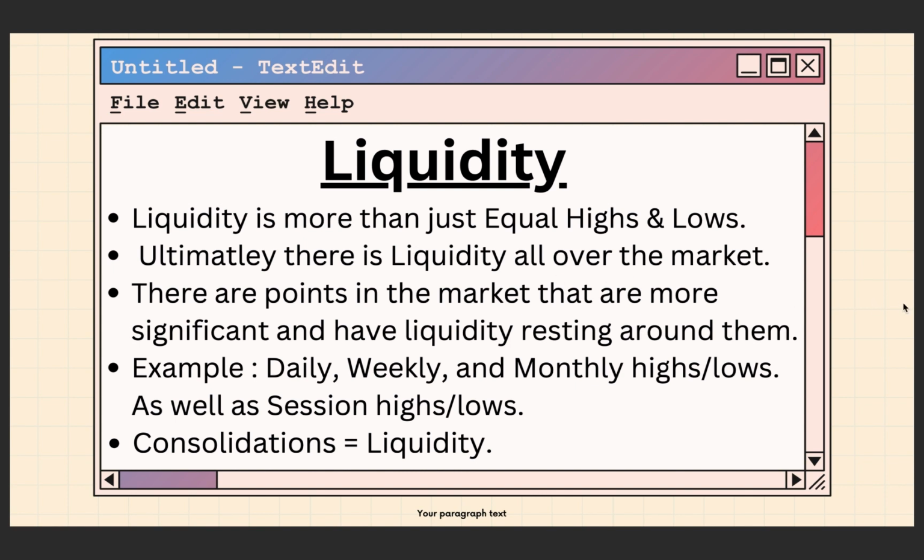There are more points in the market that are more significant and have liquidity resting around them. For example, daily, weekly, and monthly highs and lows, as well as session highs and lows. These areas are going to have, I wouldn't say more liquidity, but then again, I guess you could just say more liquidity. Key highs and lows are going to be more important than others. And consolidations equal liquidity. Consolidations equal liquidity because within the consolidation, opinions are being formed on which way price is going to break, and it's stacking up orders on each side of the consolidation.